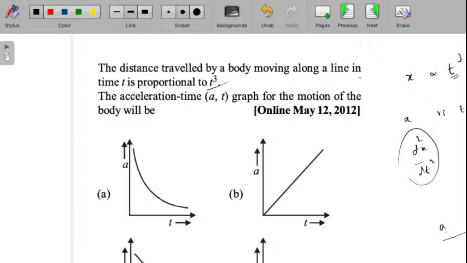So a is proportional to t implies it has to be either this or this, either b or c. It cannot be d, it cannot be a. Now out of b and c, C is reducing, B is increasing. Which of these two should the answer be?